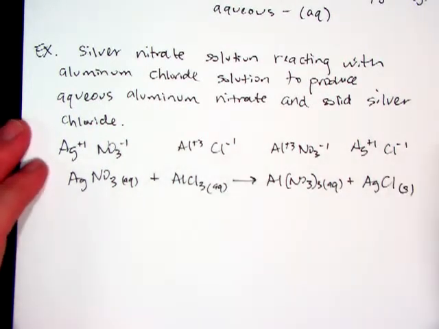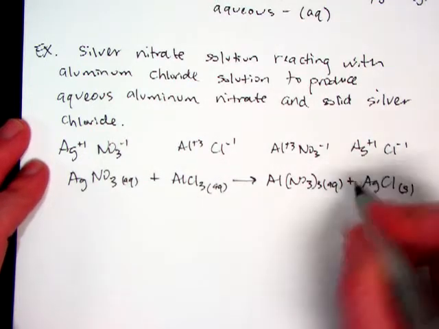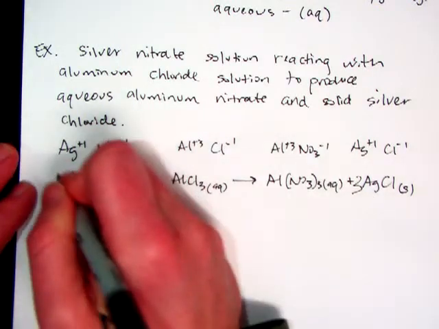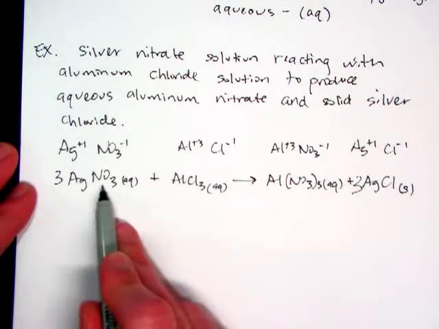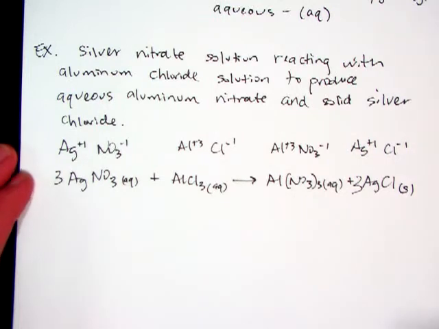So to balance it, let's see, where should we start? We can start here at the chlorine. There are 3 of them, so we put a 3 out in front here. That gives you 3 silvers, so bounce back over here and give yourself 3 silvers. That gives you 3 nitrates, and guess what? You already have 3 nitrates. So that's how you would balance that problem.